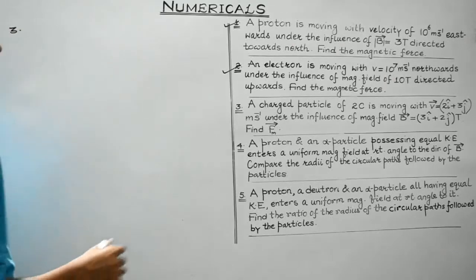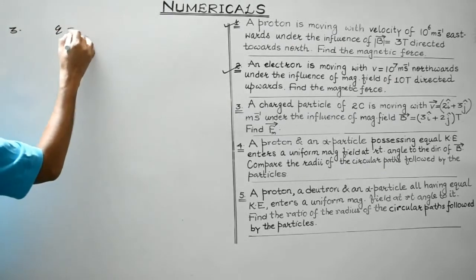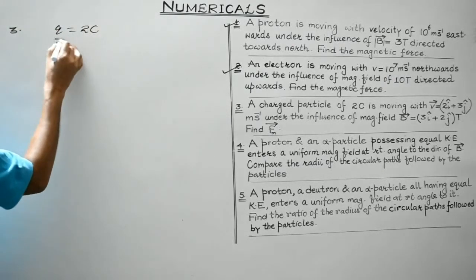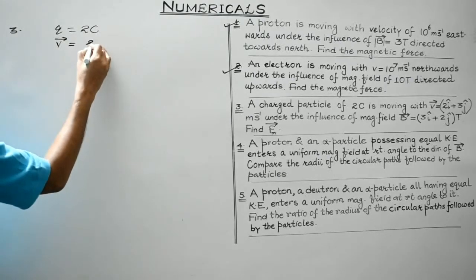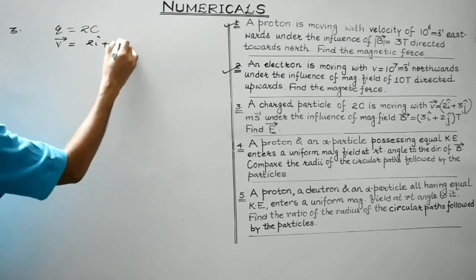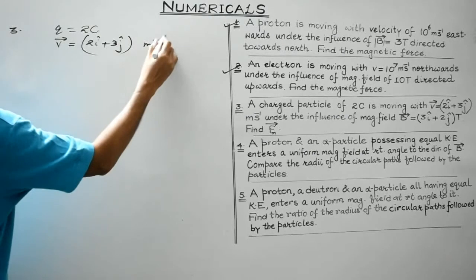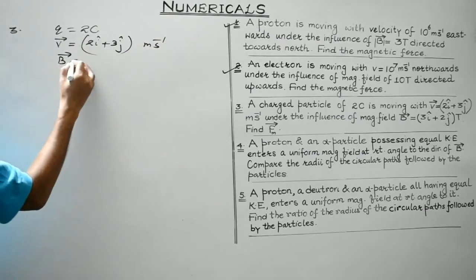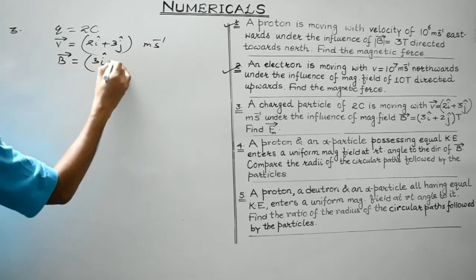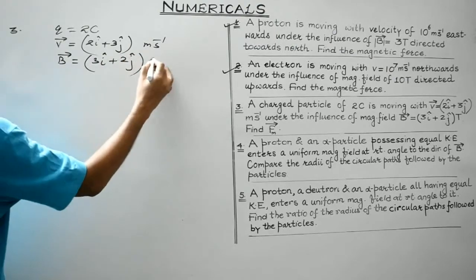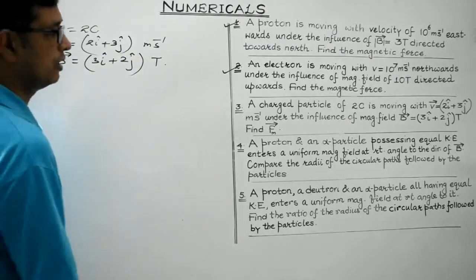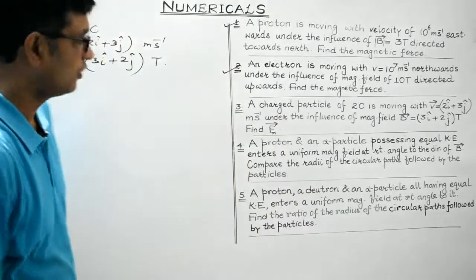So let's write down the given data. Charge is given to be 2 coulomb. Velocity in the vector form is given to be 2 i cap plus 3 j cap, in SI, meter per second. And the strength of the magnetic field is given to be 3 i cap plus 2 j cap, in Tesla. We are just supposed to determine Fm, right?